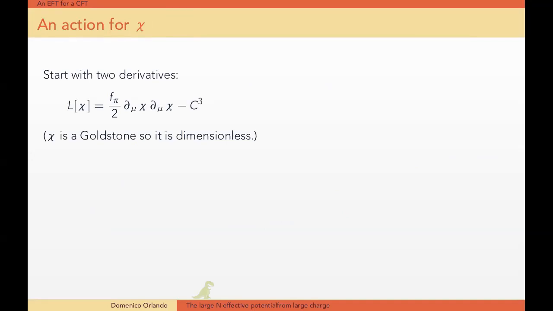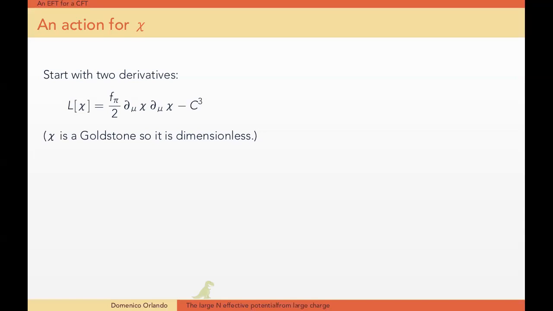You think, fine, I have a field chi. I start writing the simplest action that is possible, right? So two derivatives, and then things start to be a little bit more tricky because chi is a Goldstone, so it's dimensionless. This thing is in 3 dimensions. You have to get to dimension 3, so you need to put an f pi, you know, like chiral symmetry breaking, but f pi has dimension 1. Also, as I said, I want to put my system in a box. It will be more obvious why in a couple of slides. So I can also put a constant, a sort of cosmological constant term, which has dimension 3. Well, c cubed has dimension 3.